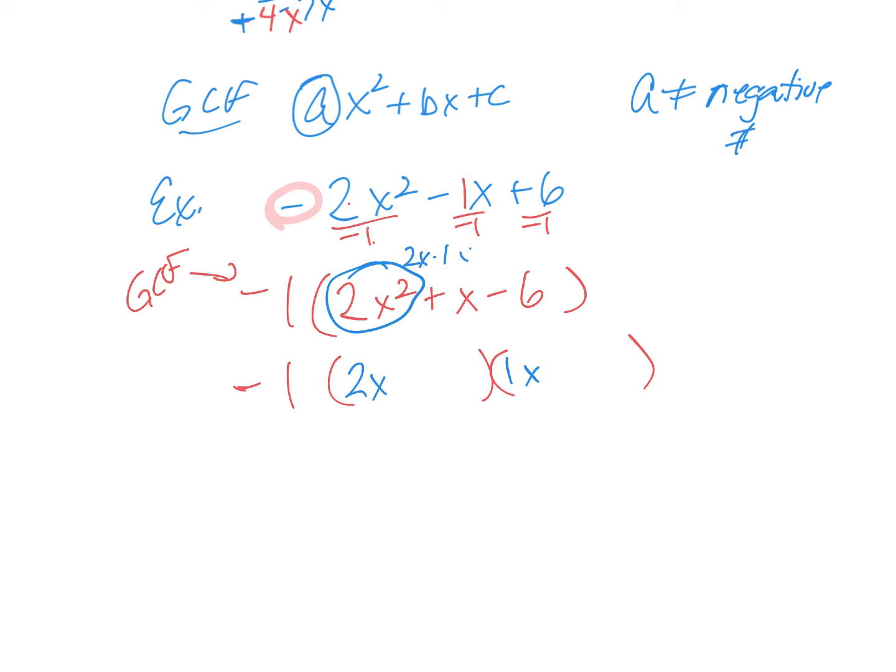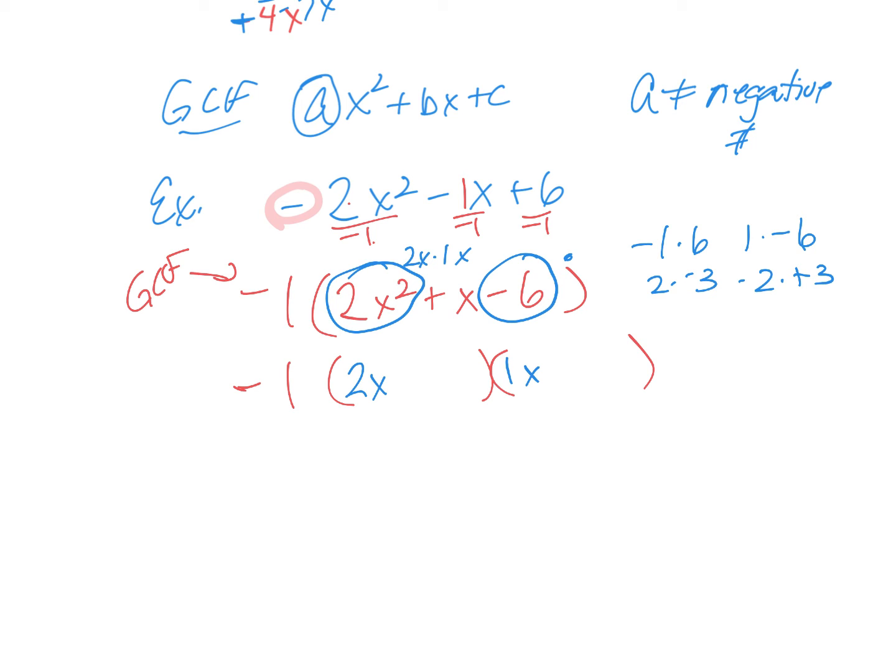2x times 1x. That's the only way. And then ask yourself, what two numbers can I multiply together to get negative 6? Well, I have negative 1 and 6, or I have 1 and negative 6, or I have 2 and negative 3, or I have negative 2 and a positive 3.